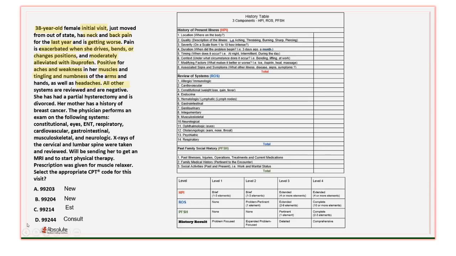We have all other systems negative. We have partial hysterectomy, divorced, mother with a history of breast cancer. The physician's exam is going to be constitutional, eyes, ears, nose, throat, respiratory, cardiovascular, gastro, musculo, neurologic. We have x-rays of the cervical and lumbar that were taken, and we have an MRI that's ordered, and physical therapy. And we have a prescription that was given.